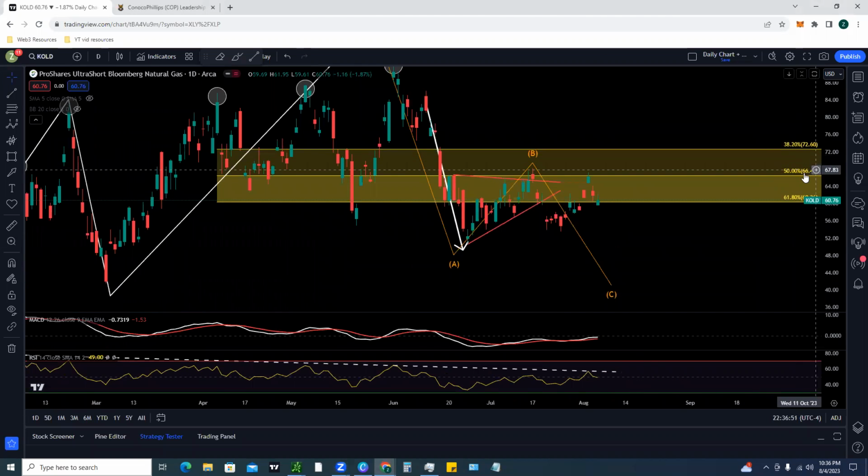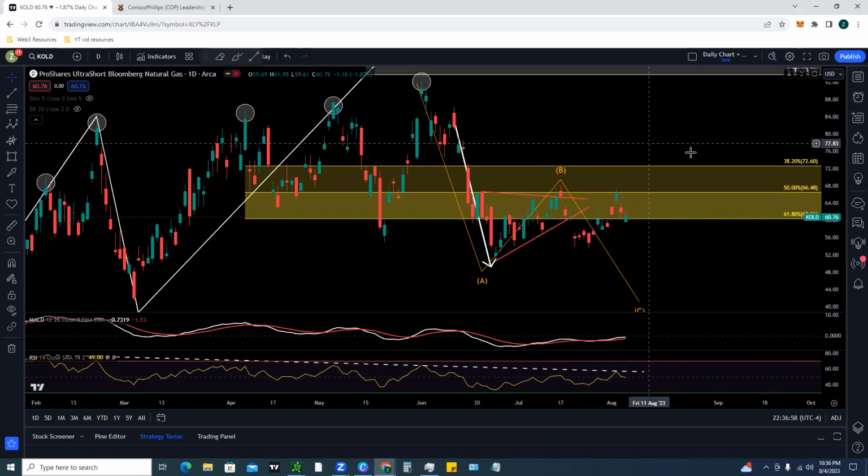66.48 is a strong resistance level as well right now. That's where we put in our double top. And above there, we have 72.60. For now, these are all of the major levels that I'm looking at.